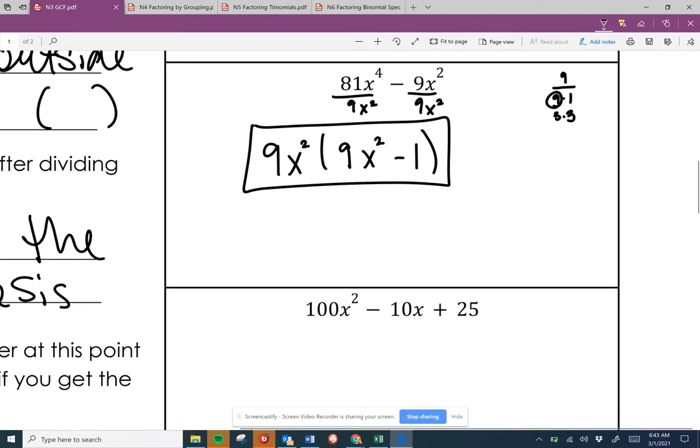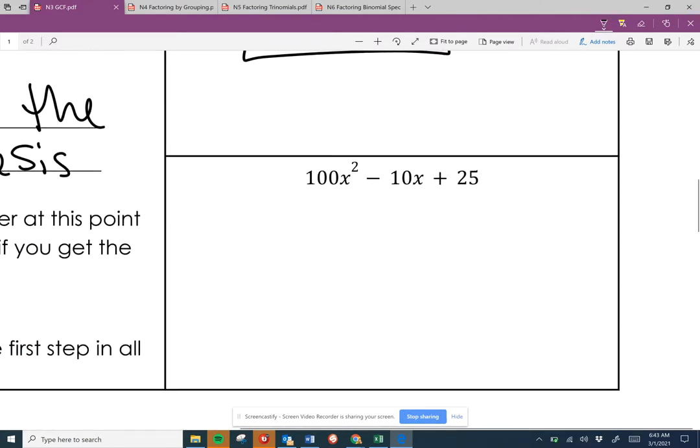Okay. Then our last example here, we're going to look. This one we cannot take an x out because we don't have an x in every single term, but we are going to be able to factor a number out. So again, we want to look at our smallest number, right? The factors of 10 are 1 and 10, and 2 and 5, okay? So we want to start with 10.